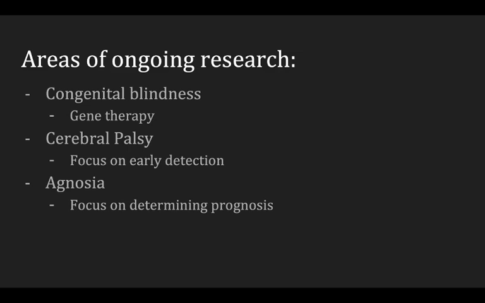Some areas of ongoing research: gene therapy seems to be a big one for congenital blindness. Cerebral palsy research seems to be really focused on developing new early detection methods, and for agnosia, there wasn't really any sort of miraculous or impressive ongoing research. It seemed that there was a really big focus on prognosis because acquired agnosia is more commonly seen than developmental agnosia. So how bad your neuropathy is really going to determine your likelihood of regaining your gnostic system.